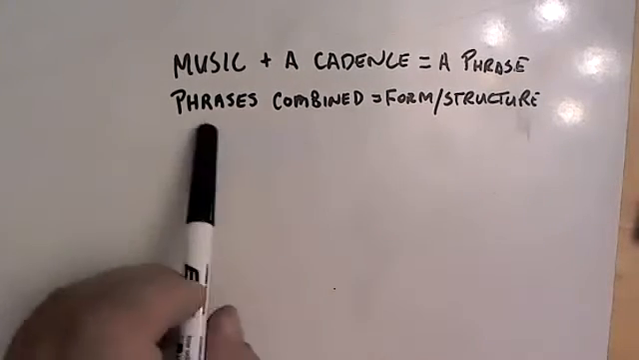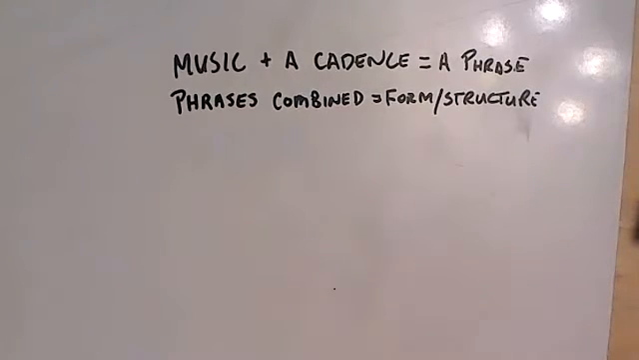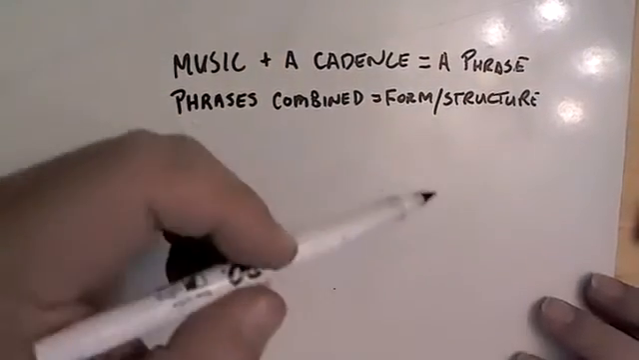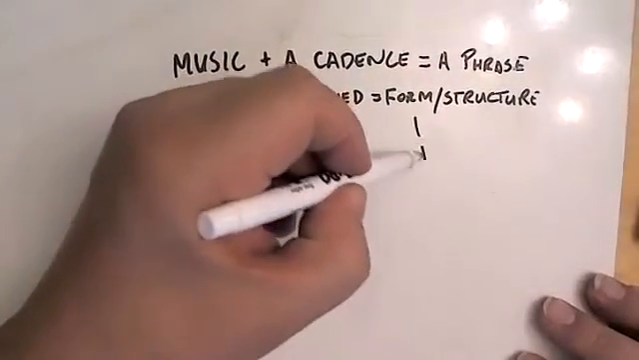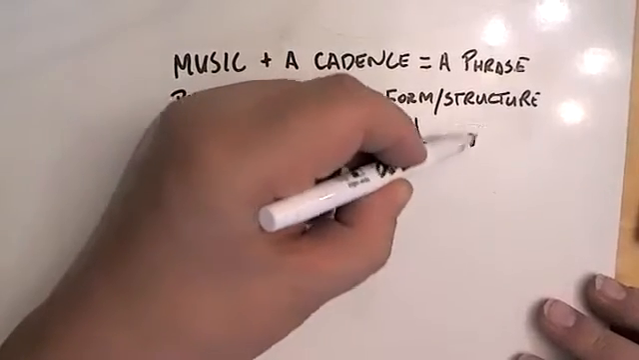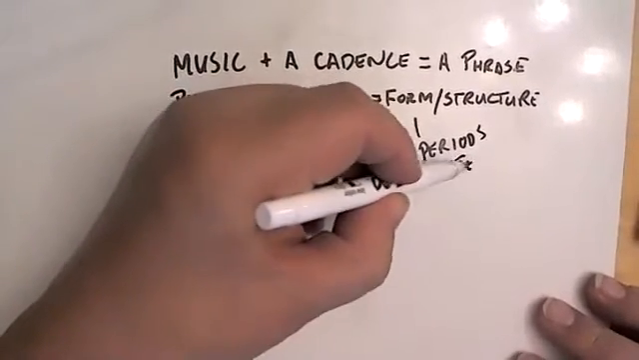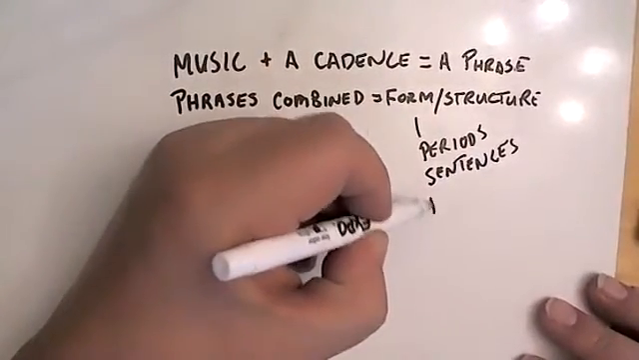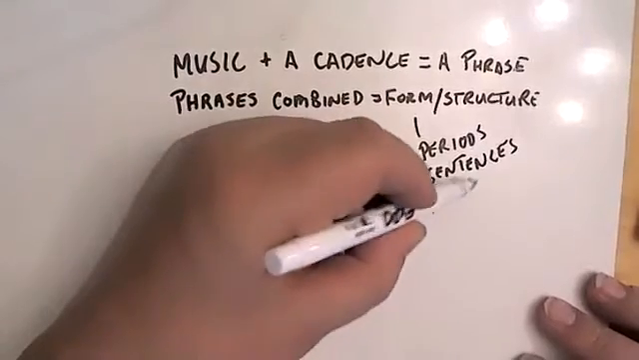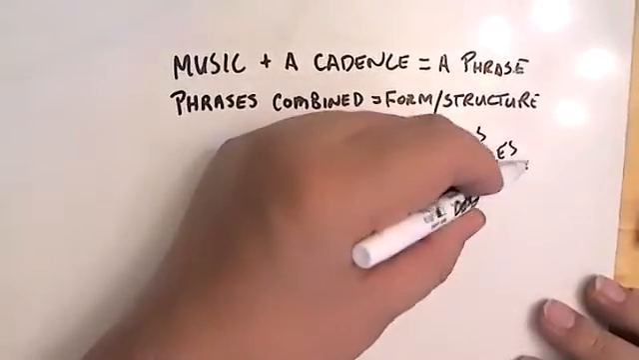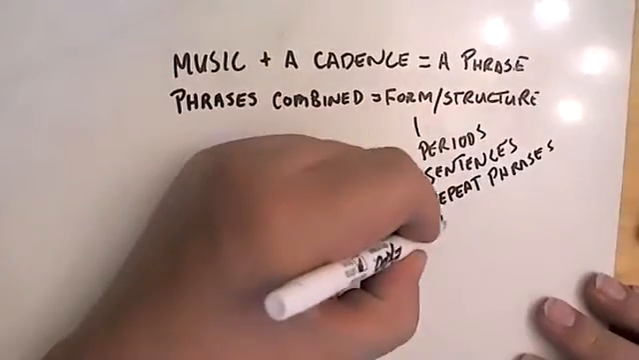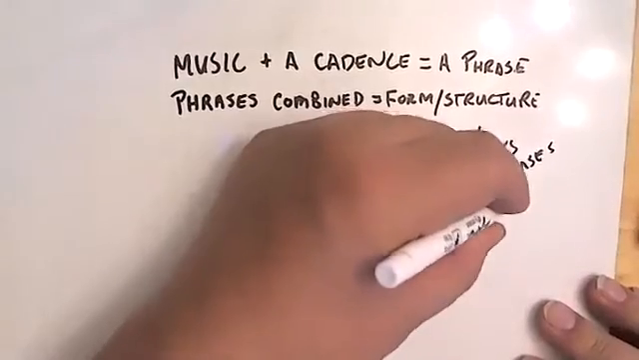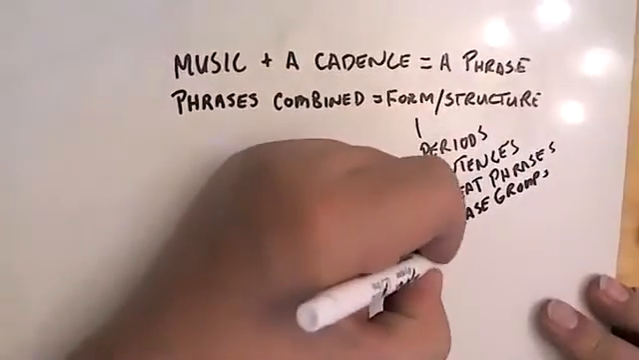And when you combine phrases together, you end up getting form or structure. And we have names for those, which you have also started to foray into. You had to look at your textbook, and these were called periods, sentences, and even things like repeated phrases or phrase groups, and so on. There's a whole bunch of them. Phrase groups. And there was even something called a double period.